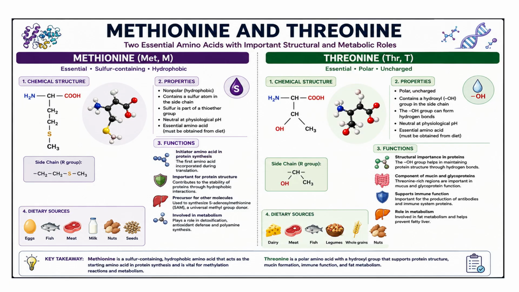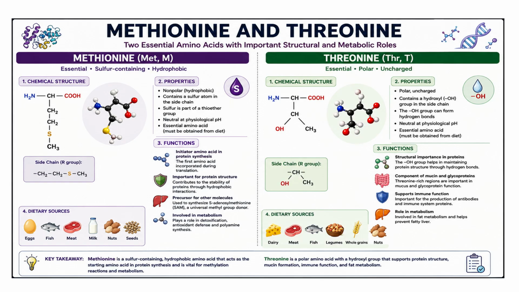Methionine and threonine. Explanation: methionine and threonine are two essential amino acids, meaning the human body cannot synthesize them in sufficient amounts and therefore must obtain them from the diet. Methionine (Met, M) is a sulfur-containing nonpolar amino acid. Its side chain contains a thioether group, CH2CH2SCH3.